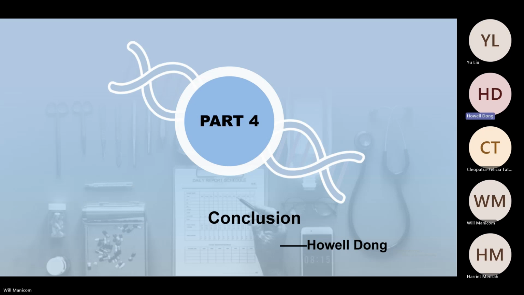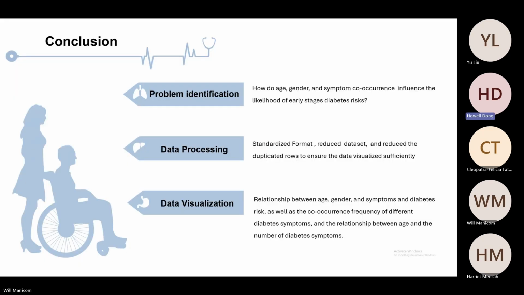Okay, so generally for our presentation, we tried to find out if the risk of diabetes was related to age, gender, and early symptoms through data processing and categorization. In the stage of data processing, we standardized the data format and reduced the dataset. Besides, we also removed some duplicated rows to ensure the data was visualized sufficiently. After visualizing the data, we created 5 graphs that show the relationship between age, gender, symptoms, and diabetes risk, as well as the co-occurrence frequency of different symptoms of diabetes, and the relationship between the age and the number of diabetes symptoms.